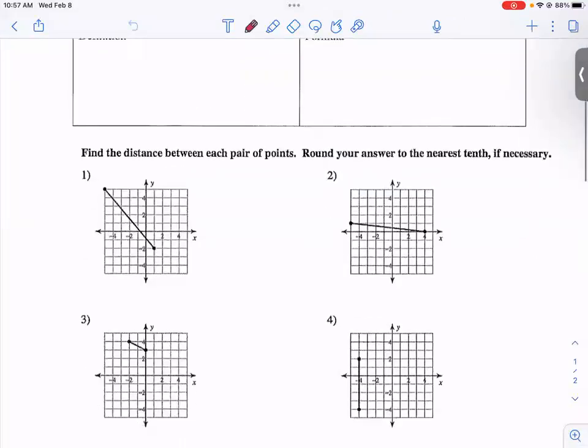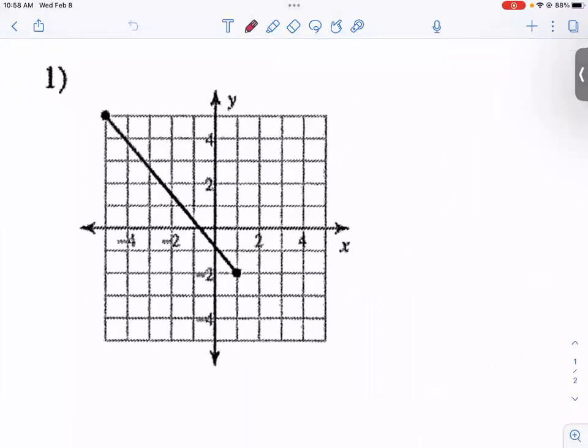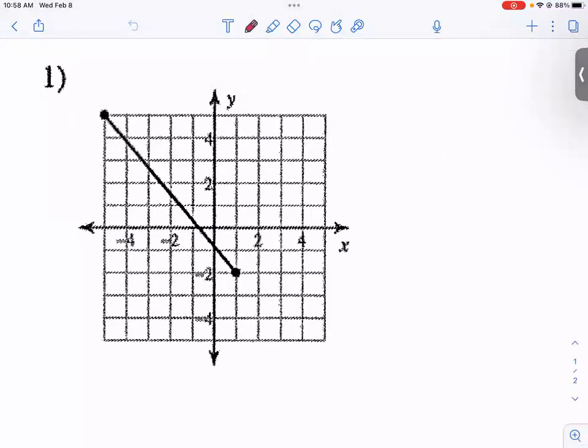Okay. Our goal is to be able to find the distance between 2 points in a coordinate plane. Now, there are 2 different ways that we can do that. They both involve the Pythagorean theorem. All right. Let's look at number 1 up here. I want to find the distance between 2 points.